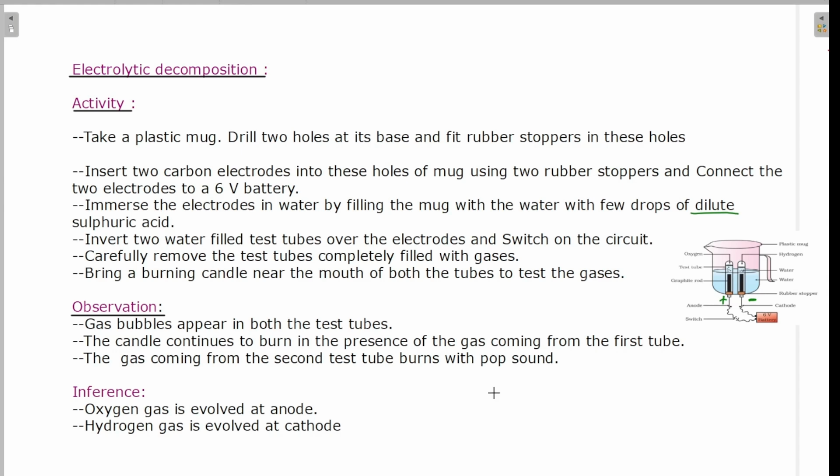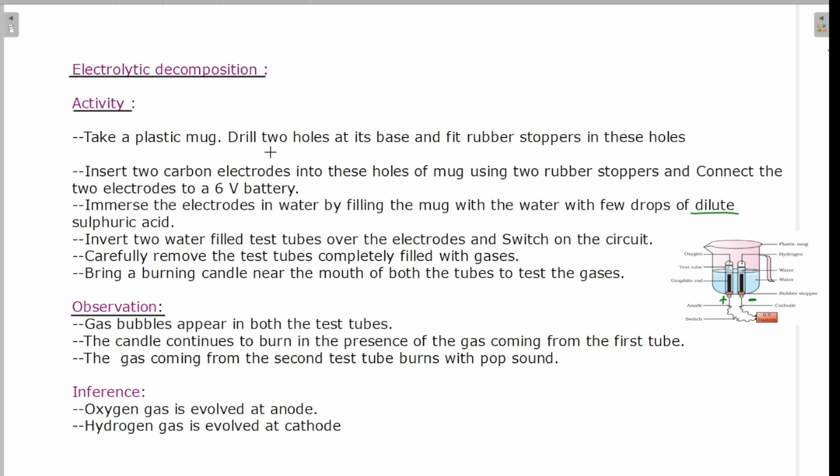Now we are going to see another type of decomposition reaction, that is electrolytic decomposition. The decomposition reaction which takes place in the presence of electric current. Particularly, we are going to see here electrolytic decomposition of water. As we know, the decomposition reaction requires energy in the form of either heat, light, or electric current. In this particular electrolytic decomposition, we are supplying energy in the form of electric current. So, see the activity here.